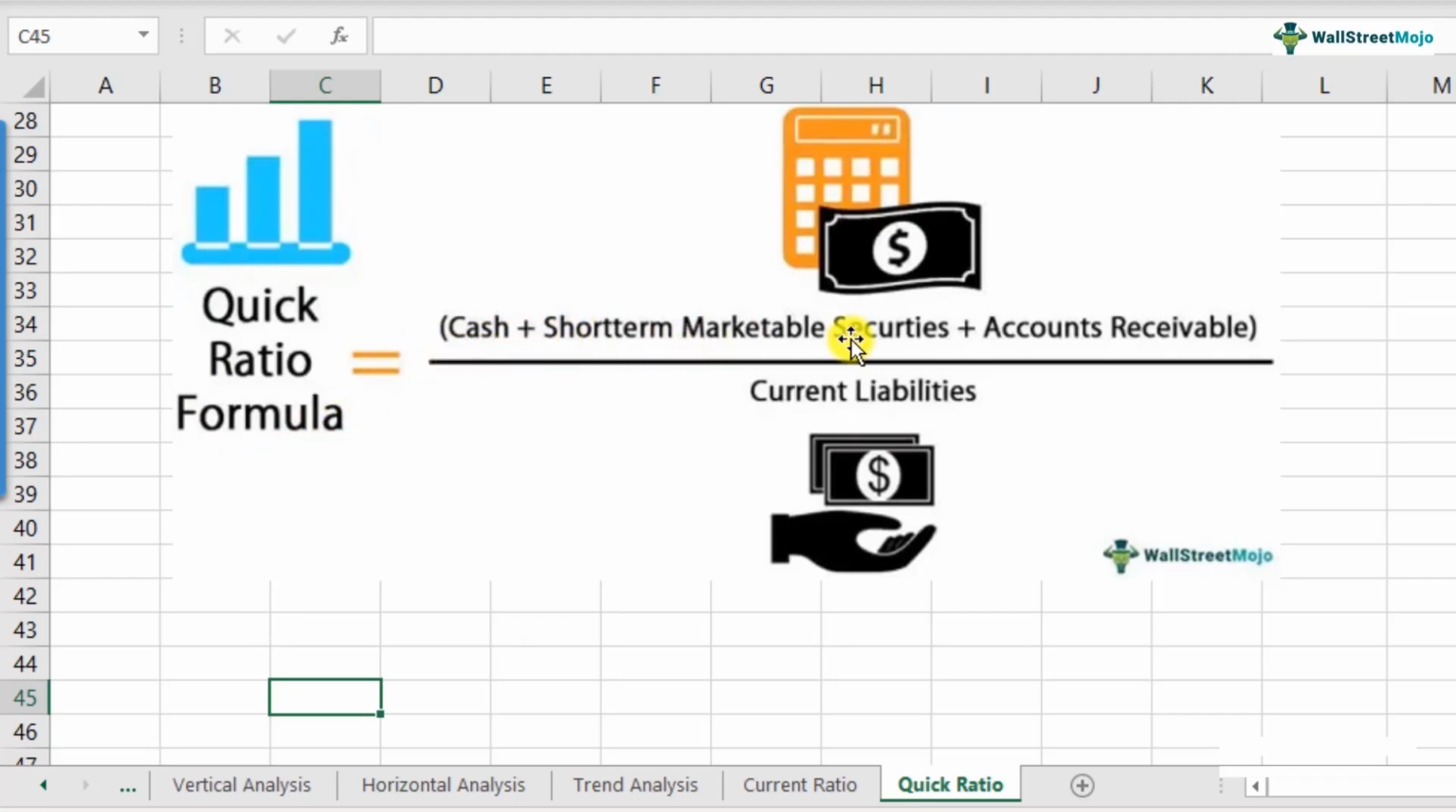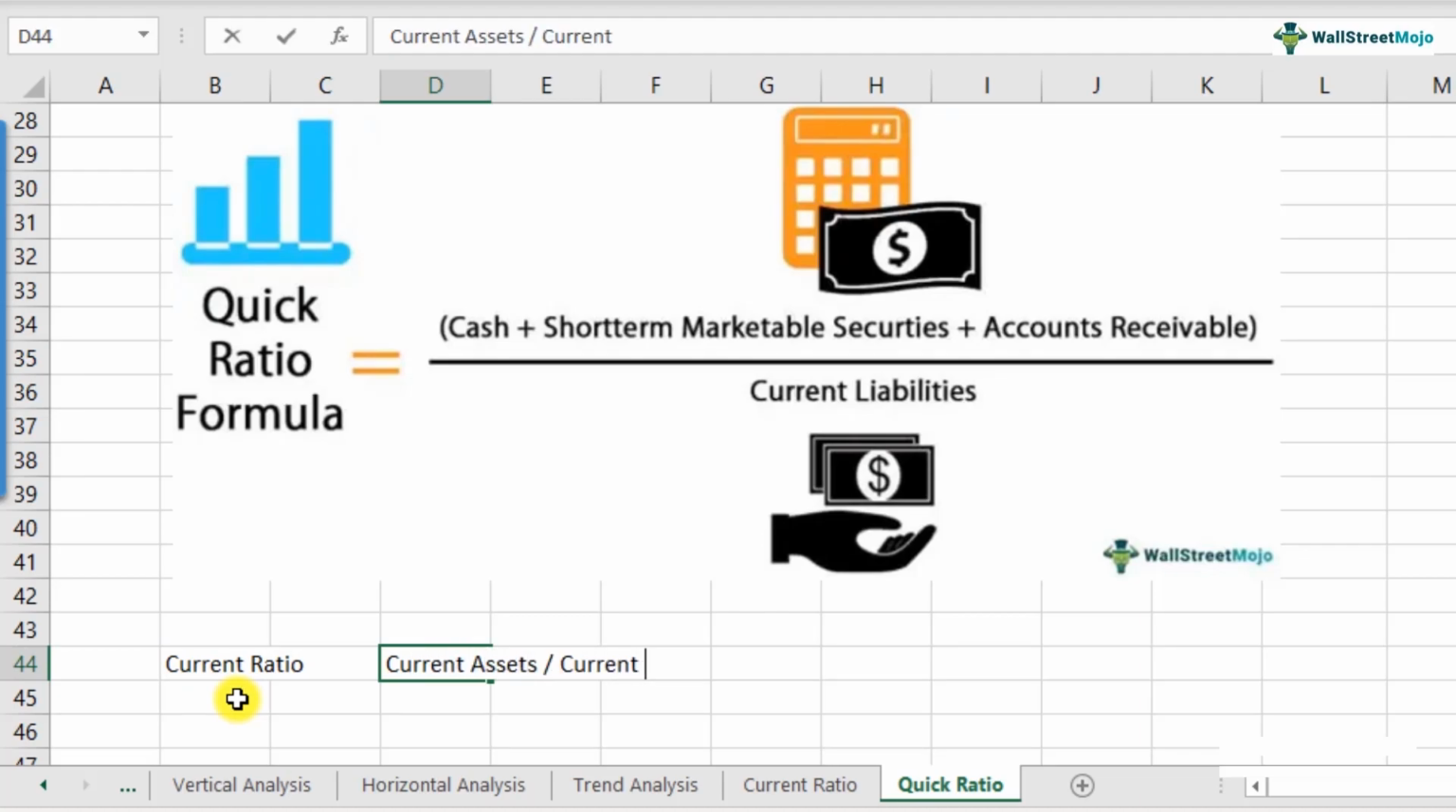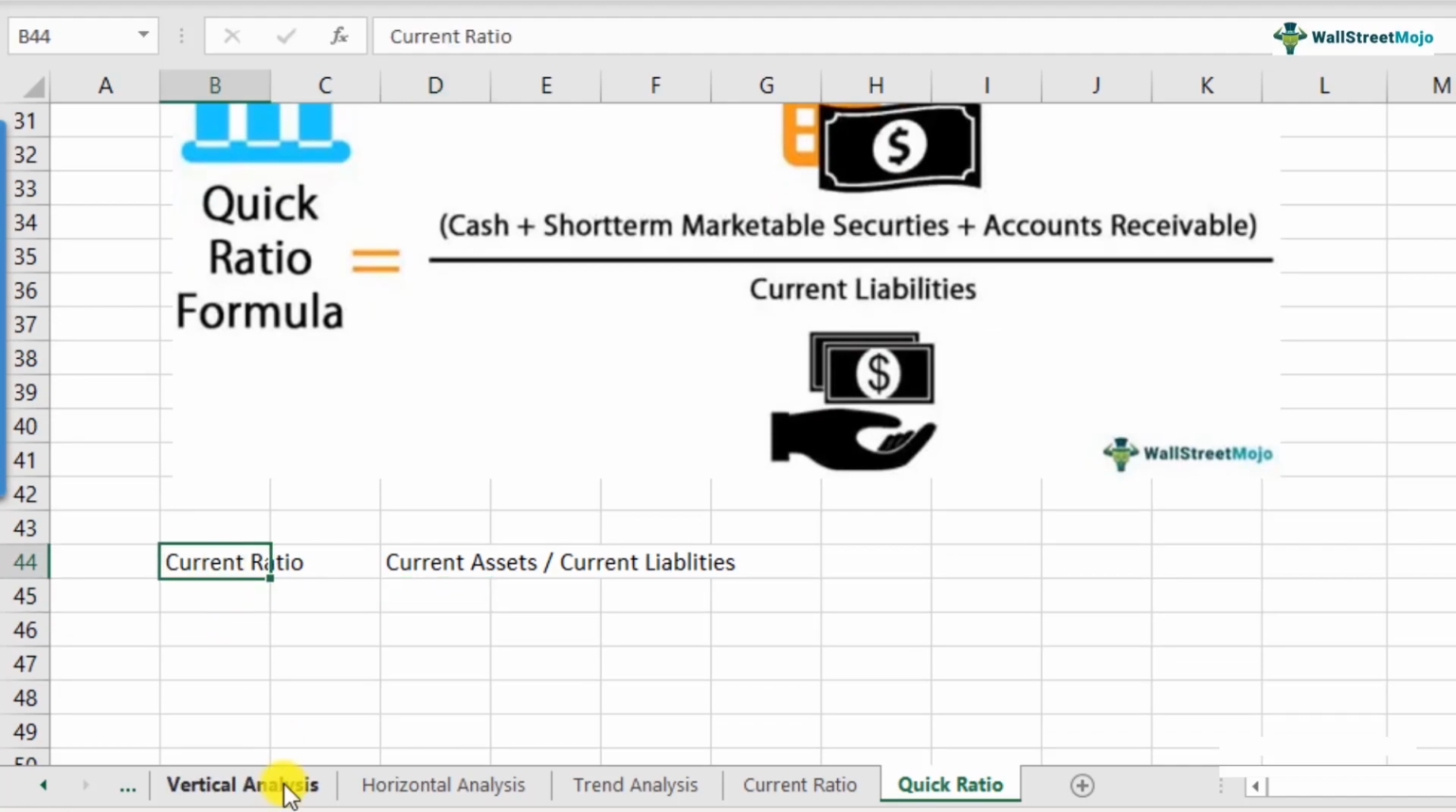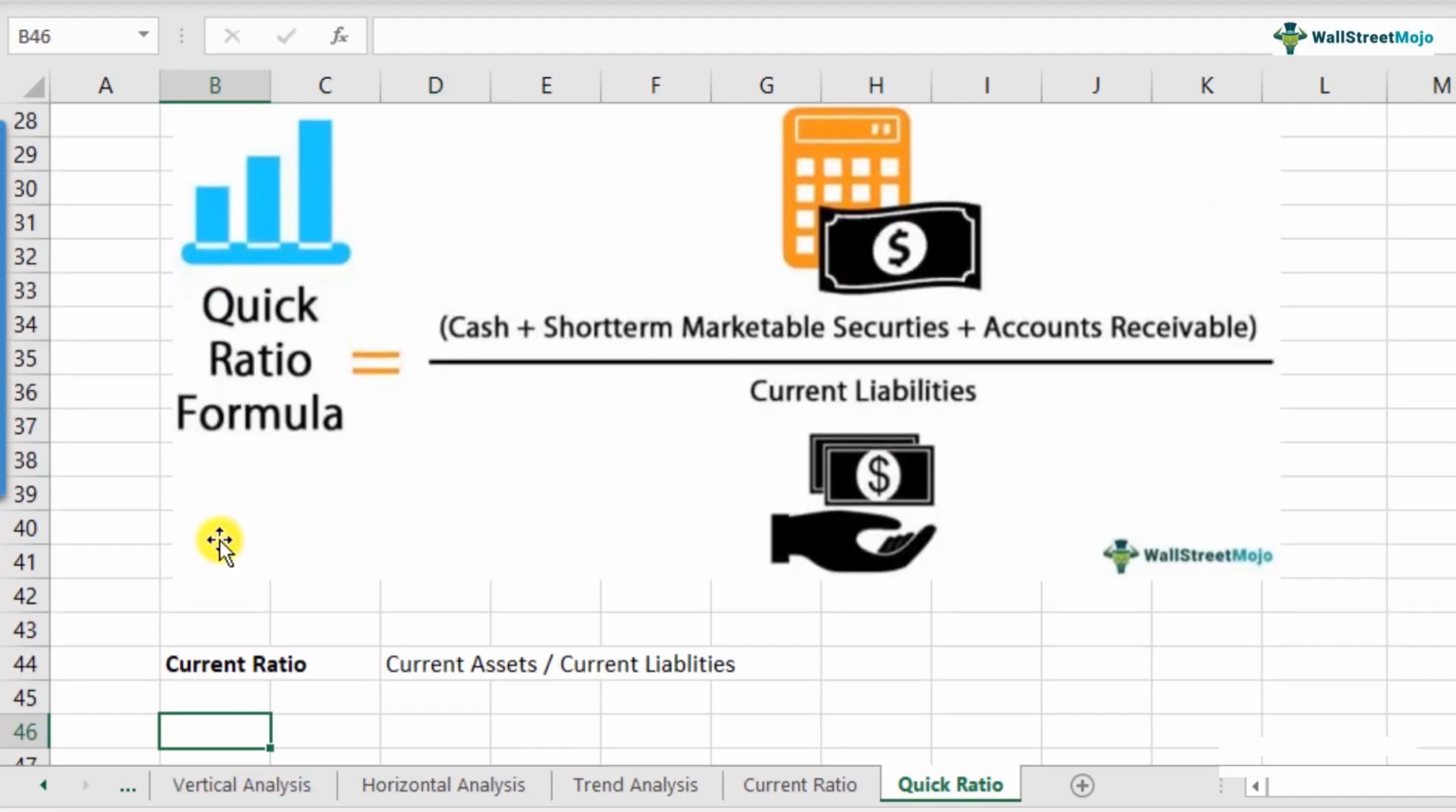Cash plus marketable securities plus account receivables divided by your current liabilities. What was current ratio? Current ratio was basically current assets divided by current liabilities, right? This was the formula for current ratio, but the formula for quick ratio is cash plus marketable securities plus account receivable divided by current liabilities, right? How is this formula different from current ratio? The primary difference, if you look closely, is that in the numerator, inventory is missing. Cash, marketable securities, account receivables divided by current liabilities. There's no inventory on the top.